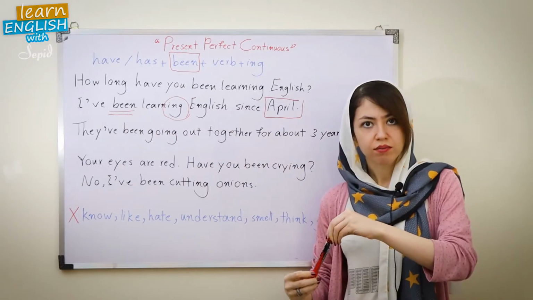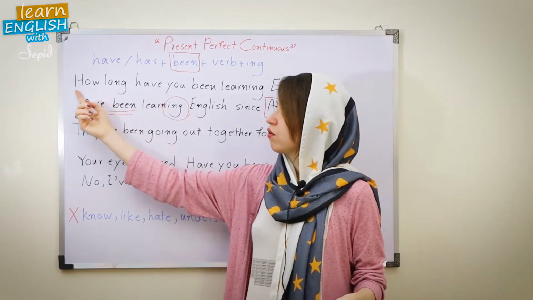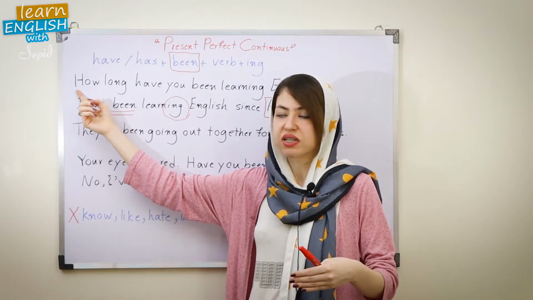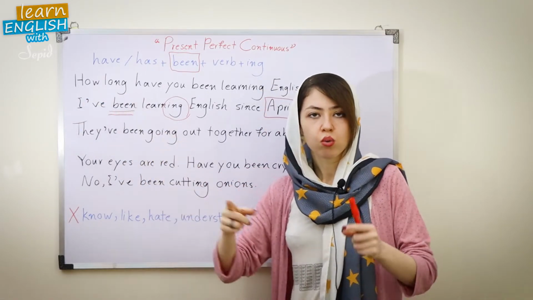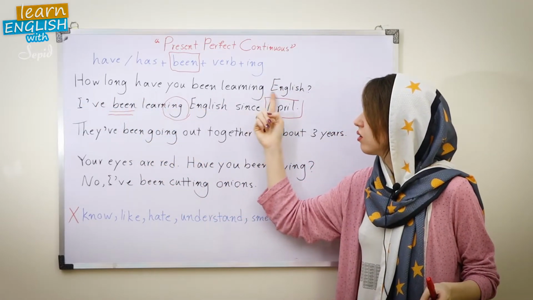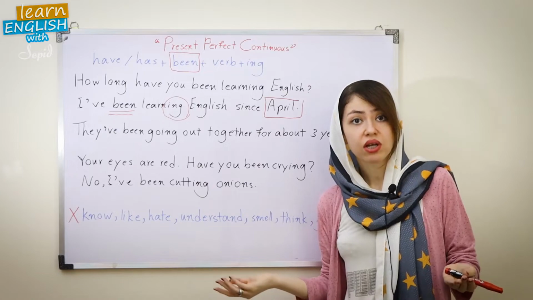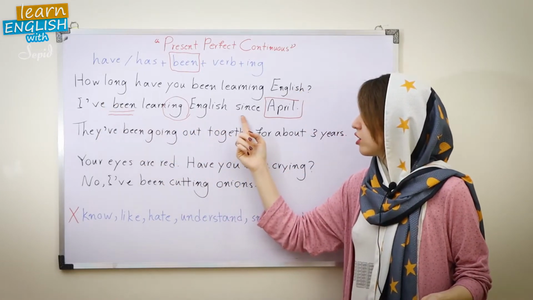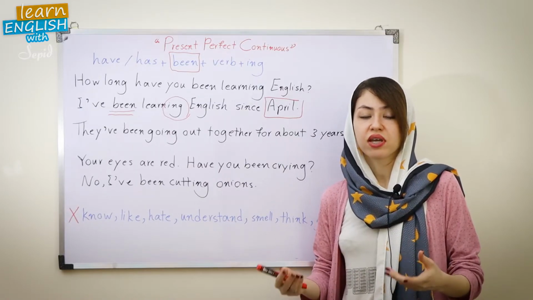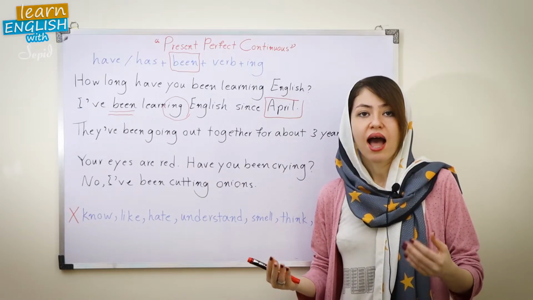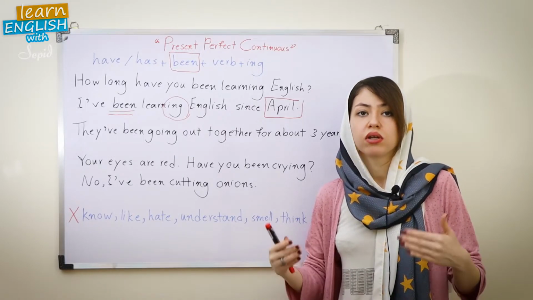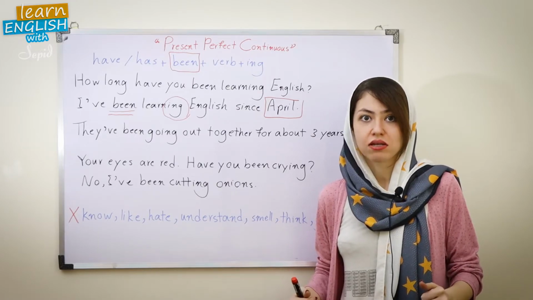And the question, pay attention to the question form. The question form is similar to the form we followed in the present perfect tense. How long, okay? We're asking about the duration. How long have you been learning English? I've been learning English since April. How long have you been working here? I've been working here for 2 years. How long have you been living in this town? I've been living in this town since I was a child, okay?